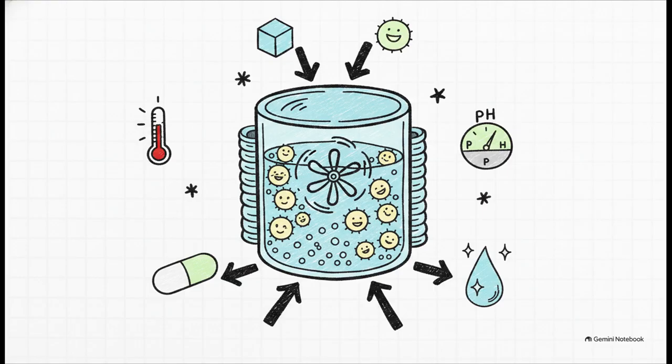The whole goal here is biotransformation. We feed a substrate or a nutrient to a cell so it can churn out a highly desirable product, things like life-saving penicillin or industrial citric acid.